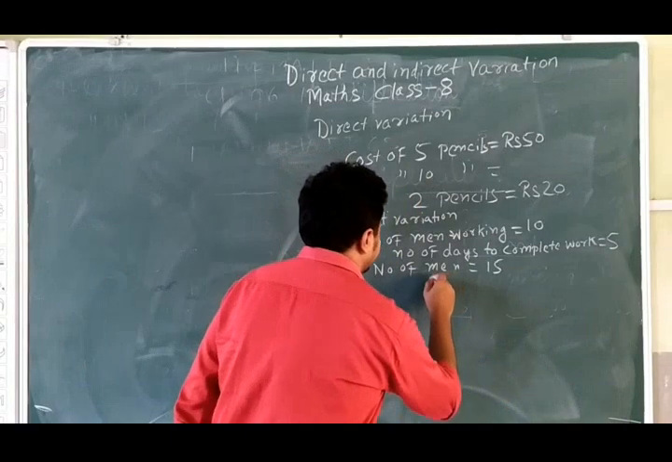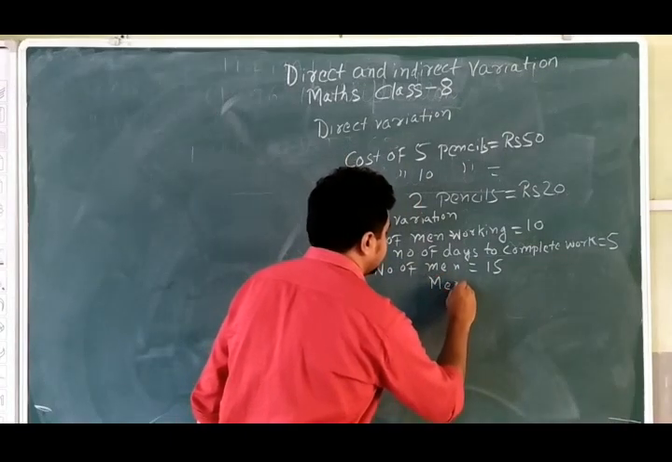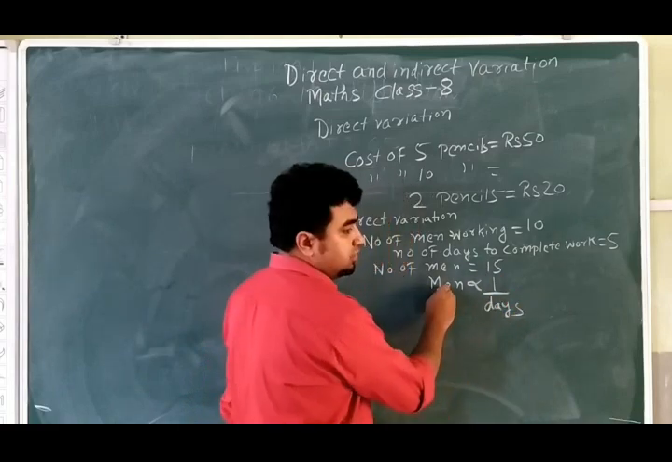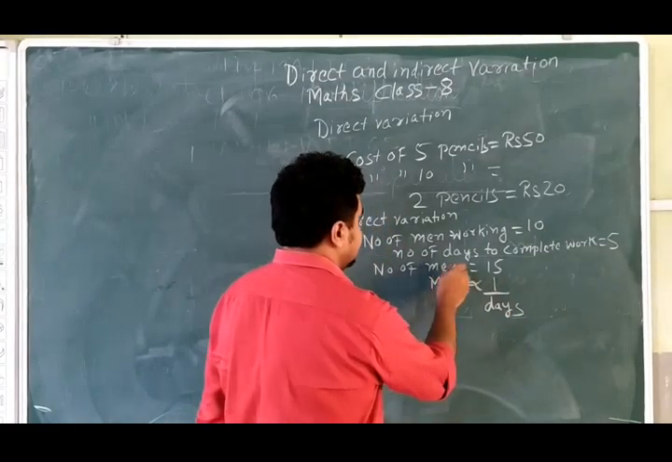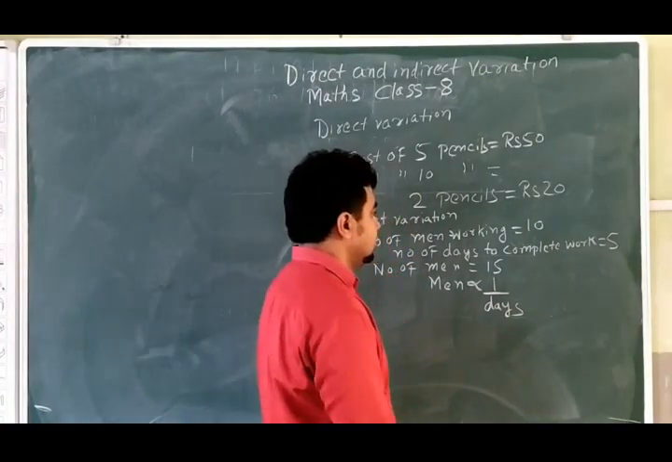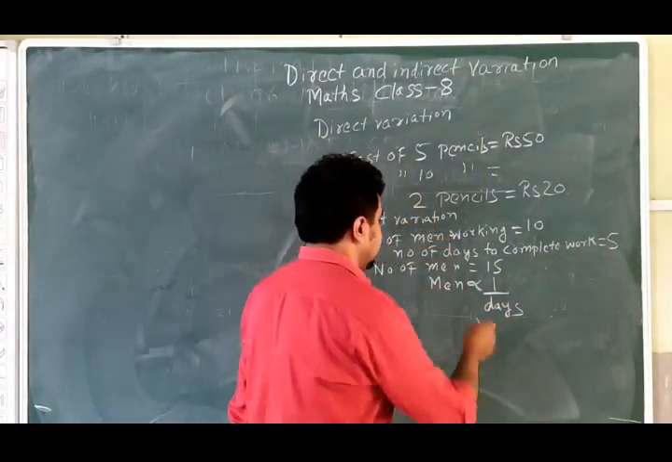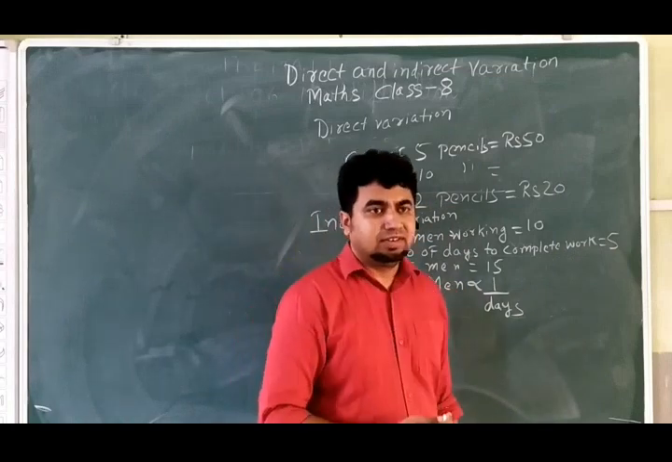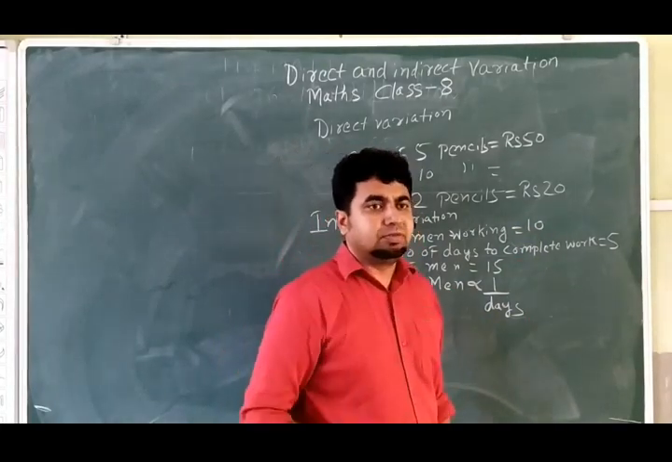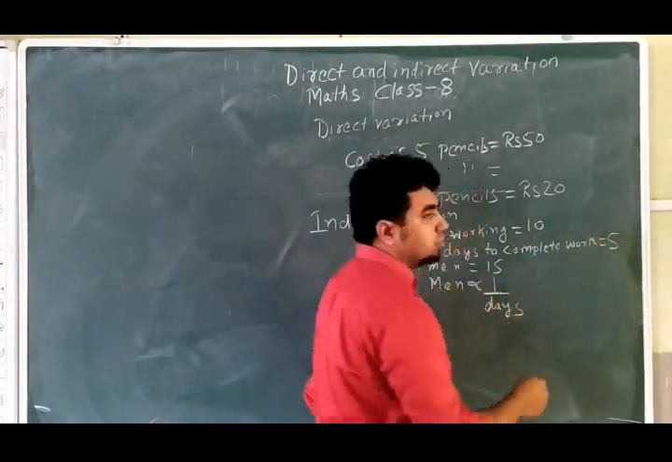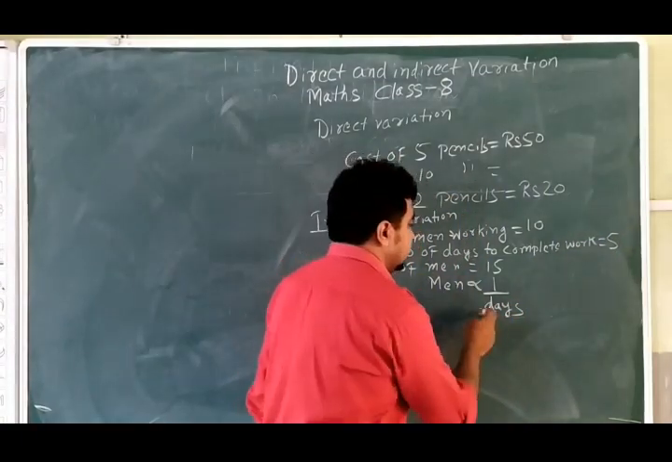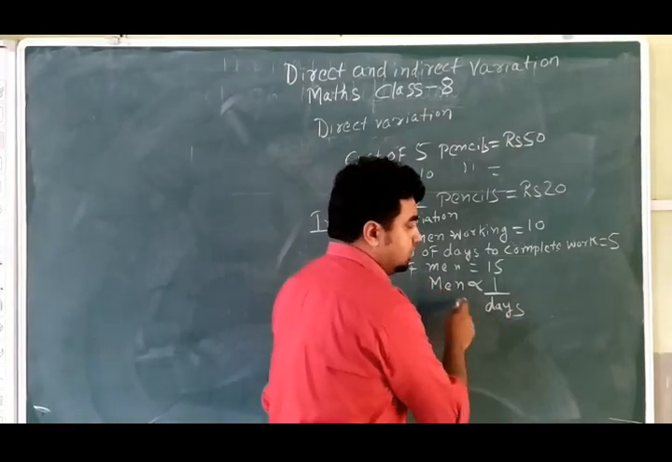less. So what kind of relation are you getting? Men is inversely proportional to number of days. Means more number of men, less number of days. Here I am increasing men, means the days to complete the work will decrease. It will take less than 5 days. If the number of men is decreased, suppose here it is 10 men and I take only 5 men, the number of days to complete the work will be more than 5, because men is inversely proportional to days. More number of men, less number of days. Less number of men, more number of days.